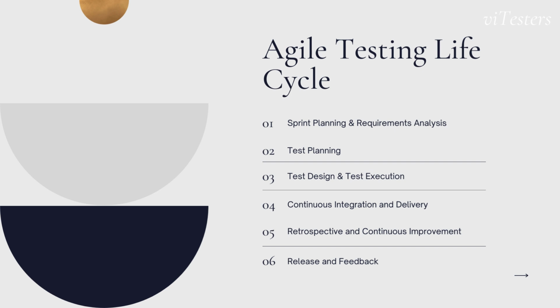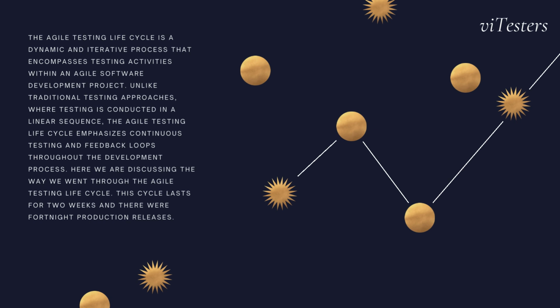Agile Testing Lifecycle. The Agile testing lifecycle is a dynamic and iterative process that encompasses testing activities within an Agile software development project. Unlike traditional testing approaches, where testing is conducted in a linear sequence, the Agile testing lifecycle emphasizes continuous testing and feedback loops throughout the development process. Here we are discussing the way we went through the Agile testing lifecycle. This cycle lasts for 2 weeks and there were fortnight production releases.